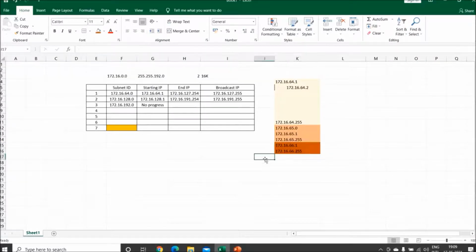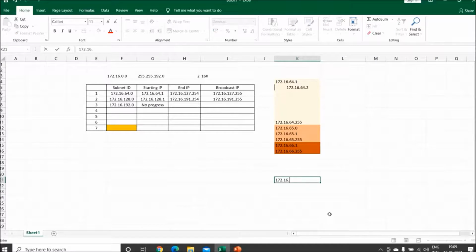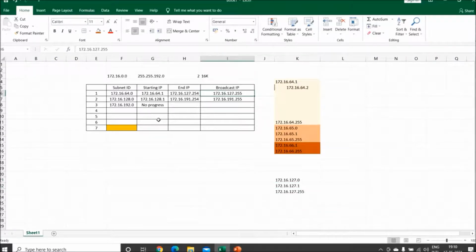So likewise, I'll keep on going till I get what? 172.16.127.0, then it will be starting IP 127.1. So this kind of setup is used with corporate environment. So this has huge number of IP addresses.